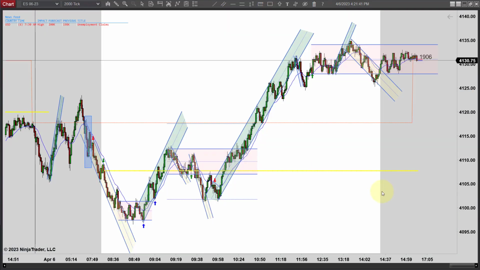Okay, here's a look at our 2000 tick chart, and you can see we sold off early this morning, made a little triple bottom, rebounded. It looked like we were just going to go sideways until we made a little double bottom here and rallied, and that rally lasted up till about lunchtime or so, and then we just chopped.